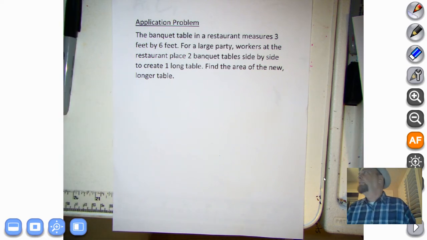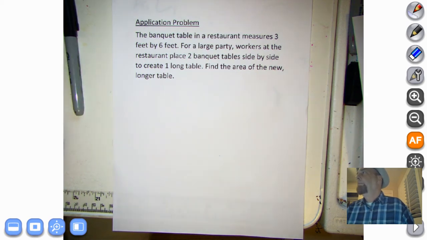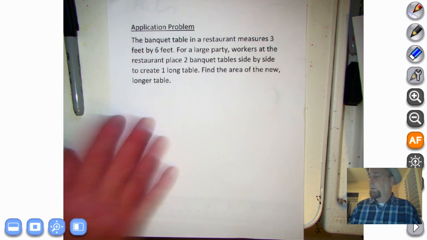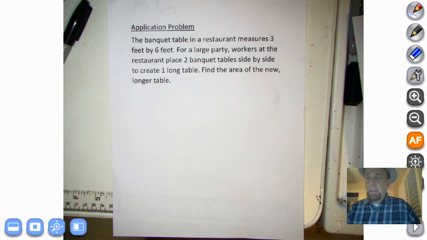Let's visit our application problem. This is a problem that could occur in the real world. Well, we'll see if it can occur in the real world. Sometimes I wonder about these, but maybe it can.